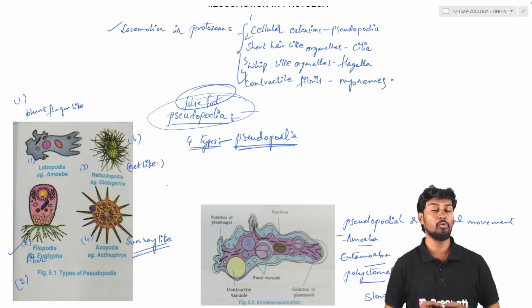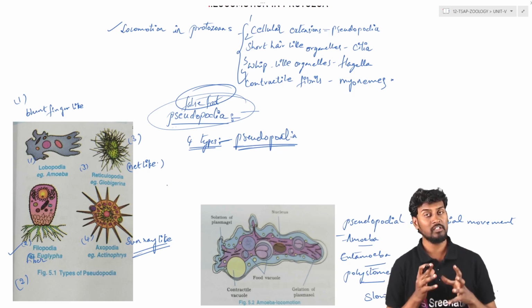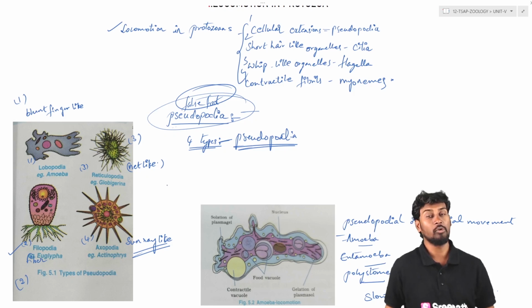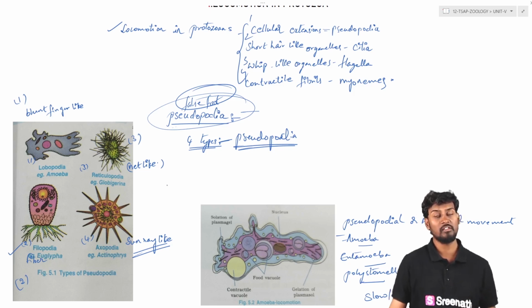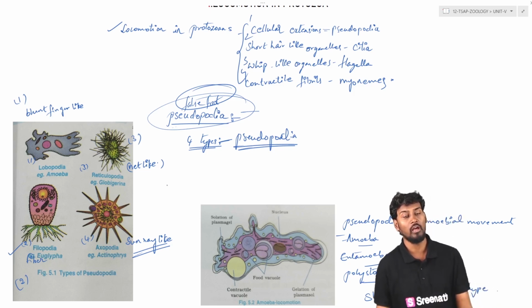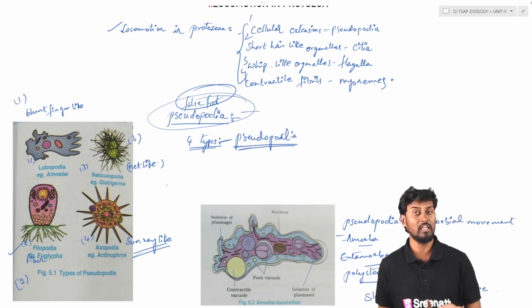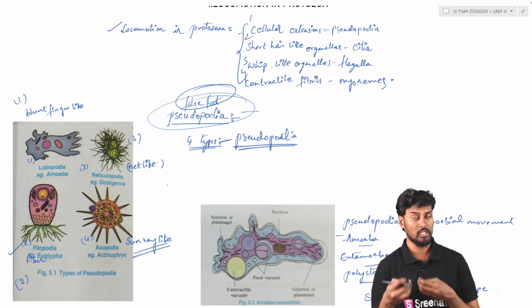The third is about the network, that is, unorganized network-like structures, which we call reticulopodia. An example is Globigerina. Next is the sun-ray kind of cellular extension called axopodia, which is generally seen in organisms like Actinophrys. So these are the 4 different kinds of pseudopodia commonly seen in locomotion in protozoans.